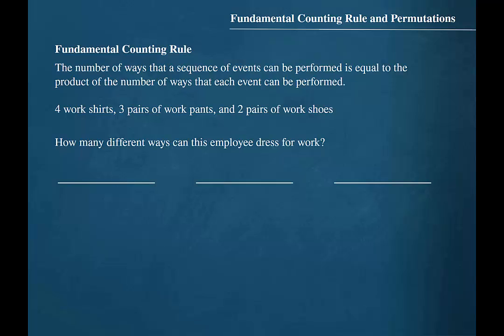The process of dressing for work for this employee amounts to performing a sequence of 3 events. The employee must put on a shirt, and put on a pair of pants, and put on a pair of shoes. There are 4 shirts to choose from, and 3 pairs of pants, and 2 pairs of shoes. The fundamental counting rule says that we should multiply these values together. So we will replace the word "and" with multiplication symbols. So there are 24 different ways that this employee can dress for work.